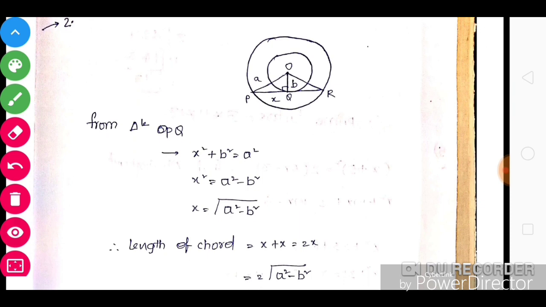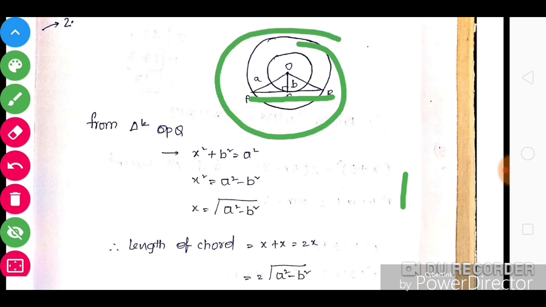Now coming to the second question. In this question, it was asked to find the length of the chord PR. Two concentric circles are there. The large circle radius is A, the small circle radius is B. You will get a diagram like this. So OP is the radius of the large circle, and OR is OB, the radius of the small circle, that is B.